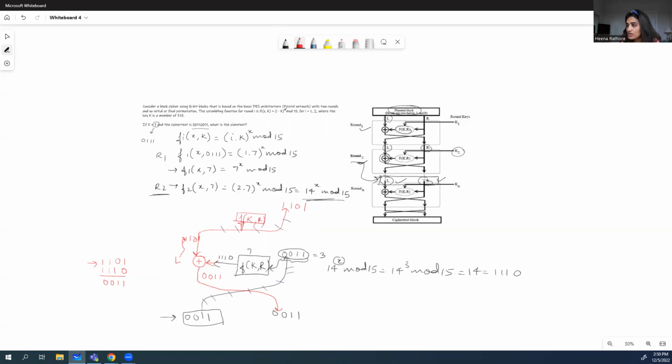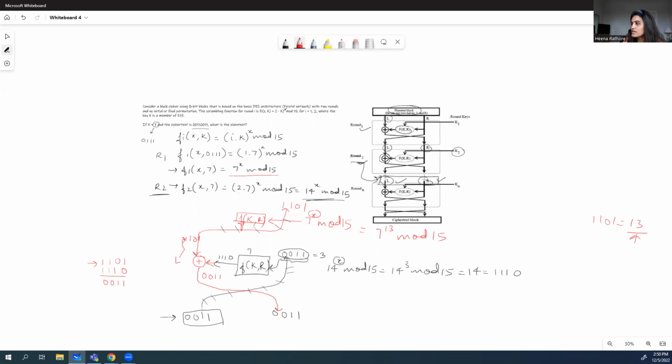Here we computed that for round number 1, this is our function, which is 7 to the power of x mod 15. So once again, we have to know what the x value is. In the Feistel structure, the left hand side becomes the right hand side, which is 1101. That is equivalent to 13. So this value would be 7 to the power of 13 modulus 15. In the write-up, when I had written 13 to the power of 7, that was wrong. It is 7 to the power of 13 modulus 15.